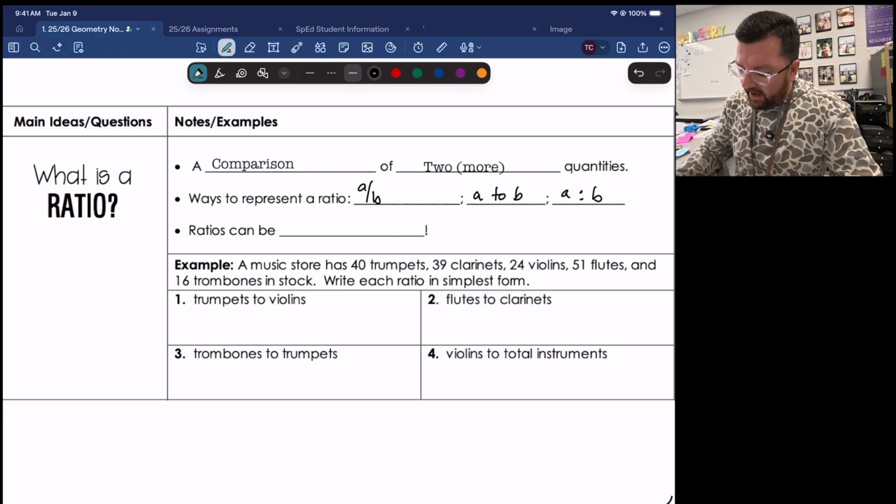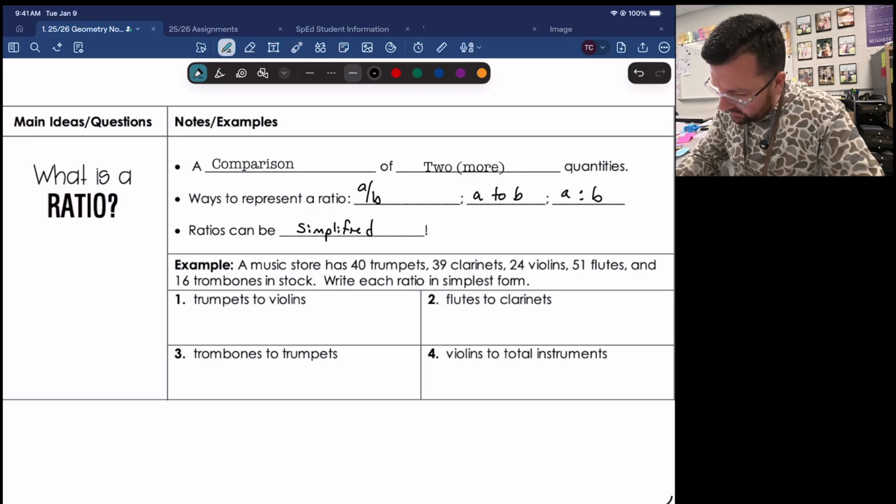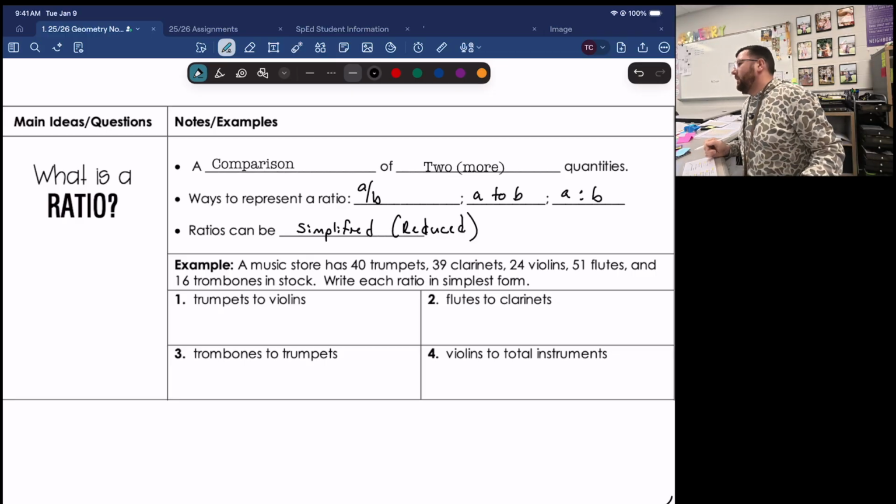And then ratios can be simplified, which means reduced. You probably heard it as reduced. That means taking something like 5 over 10, which can be simplified down to 1/2.